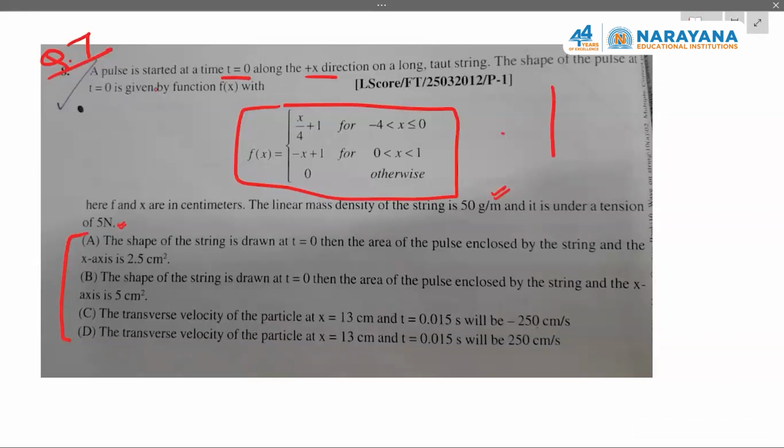So the pulse here, from x equal to -4 to x equal to 0, then from 0 to 1 it is -x + 1. Then here it is 0, and it is 1 again. So the only thing is the slope is a bit different. So that is how the pulse was to begin with. So just look into the C and D parts of the question and try to answer it.